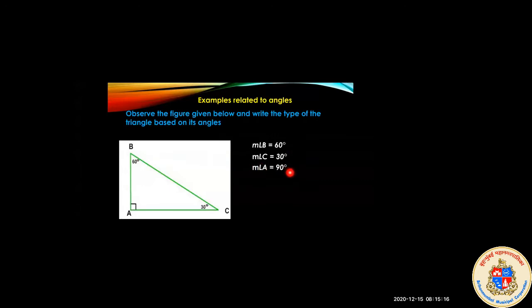So first we'll note down all the measurements and then we'll see that a triangle with one right angle is called a right angle triangle. See, the measure of angle A is equal to 90 degree. So whenever any one of the angles of a triangle is 90 degree, that triangle will be a right angle triangle. Therefore, triangle ABC is a right angle triangle. Let's see more examples related to it.